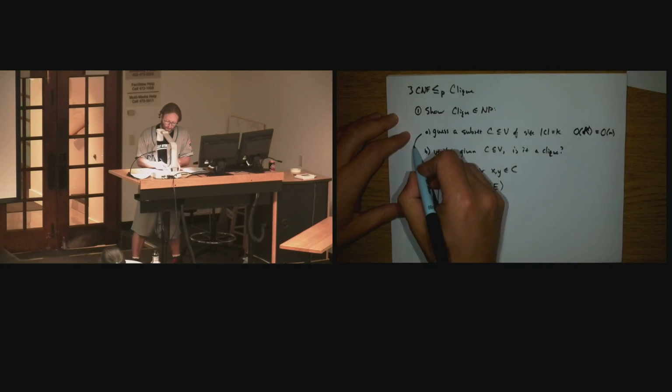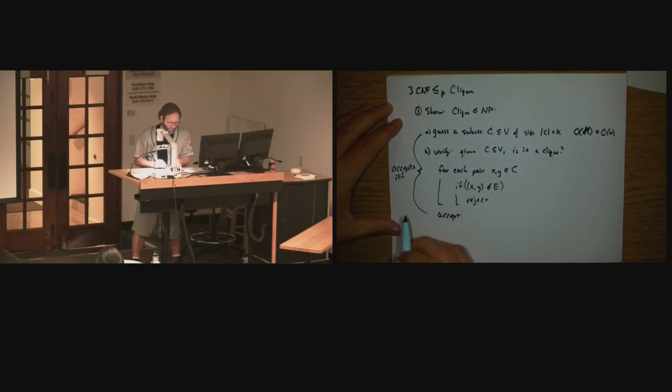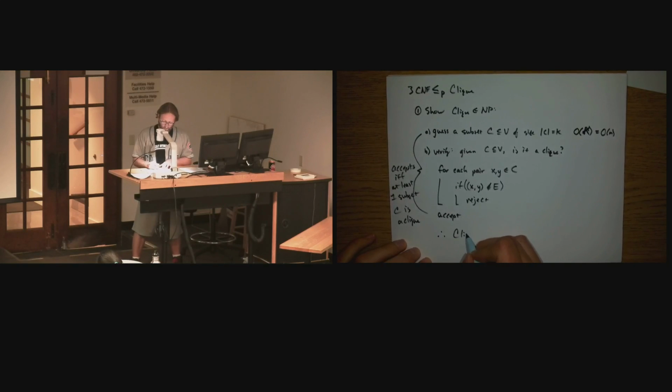Now this entire thing accepts if and only if at least one subset C is a clique. So therefore, clique is in NP.